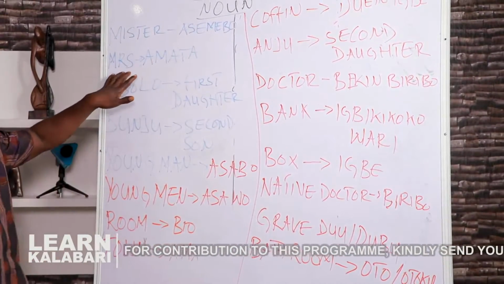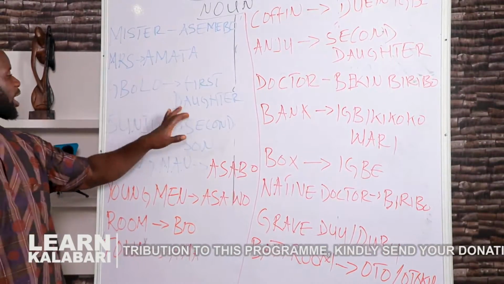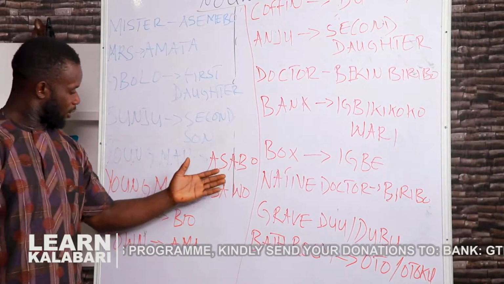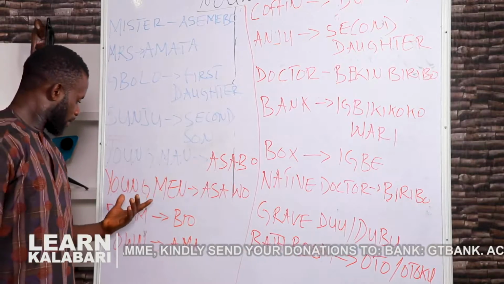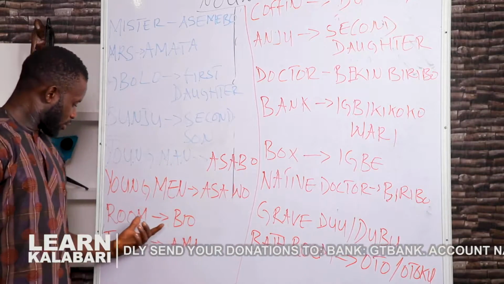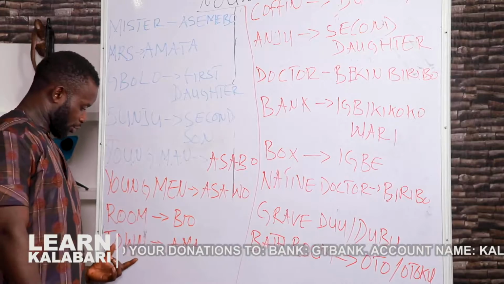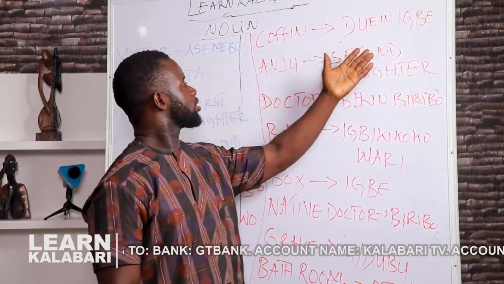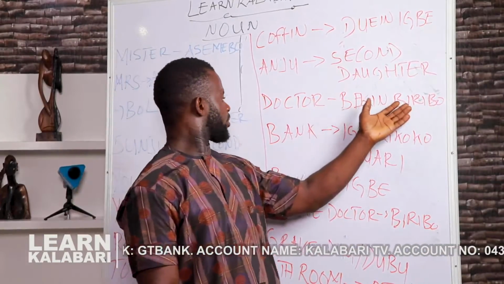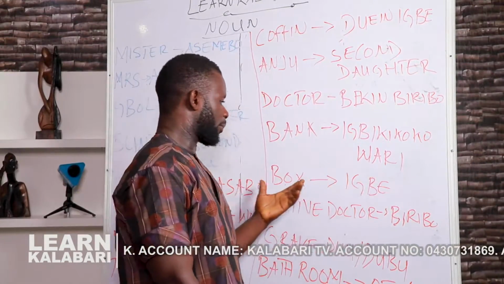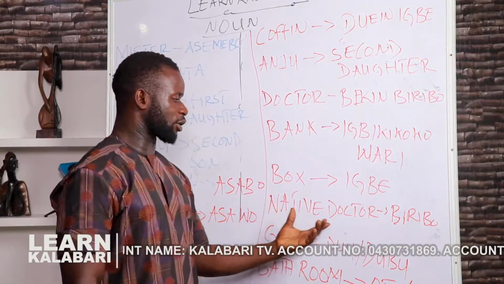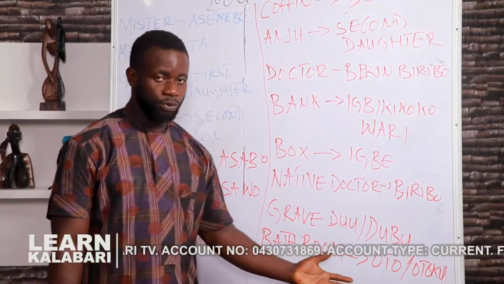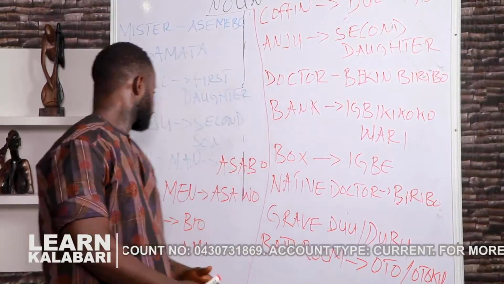Mister, Asamebo. Mrs. Amata, Bolo, first daughter, Sunju, second son. Young man, Asabo. Young man, Asawo. Room, Bio. Town, Ama, coffin, Dwenigbe, Anjo, second daughter, doctor, Bekimbrebo. Bank, Ibigikokoware, box, Igbe, native doctor, Brebo. Grave, Du, bathroom, Oto or Otoku.